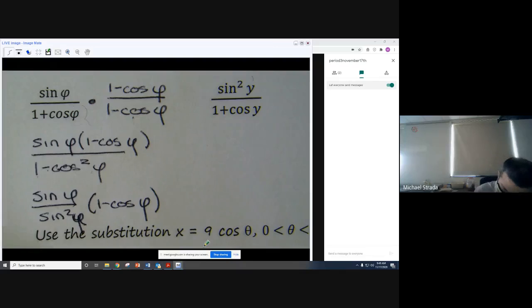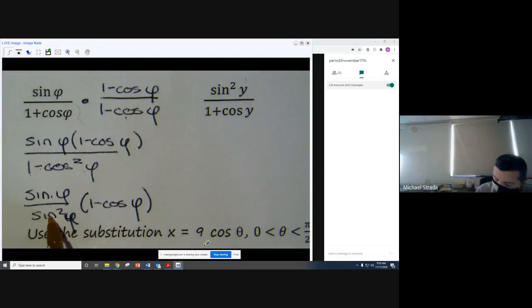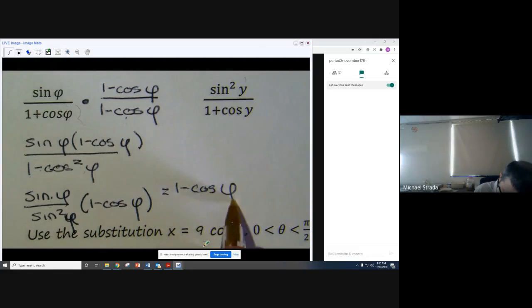All right. Now, when I do sine over sine squared, do you agree one of the sines cancels out? Yeah. So I'm going to be left with the expression 1 minus the cosine of that symbol over sine.